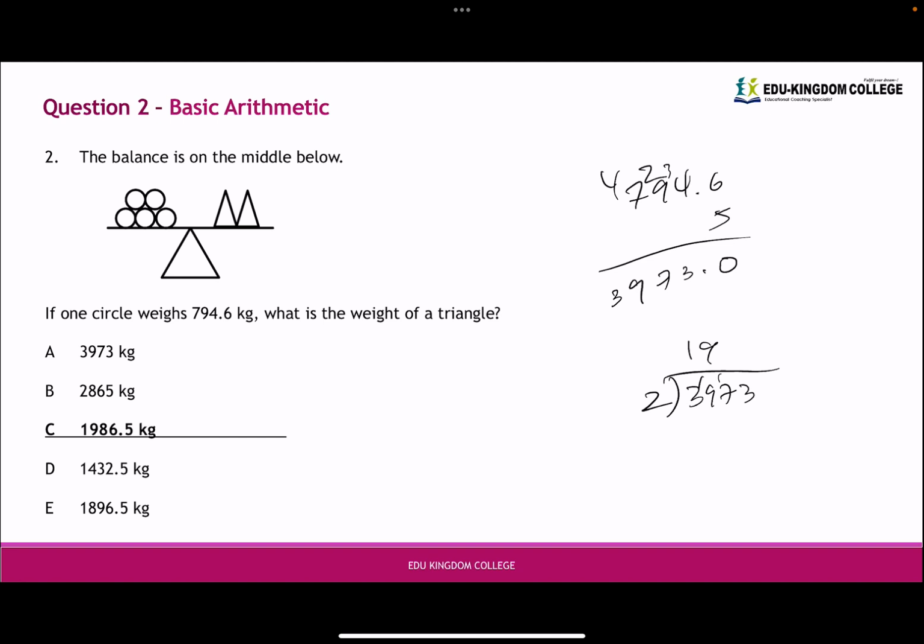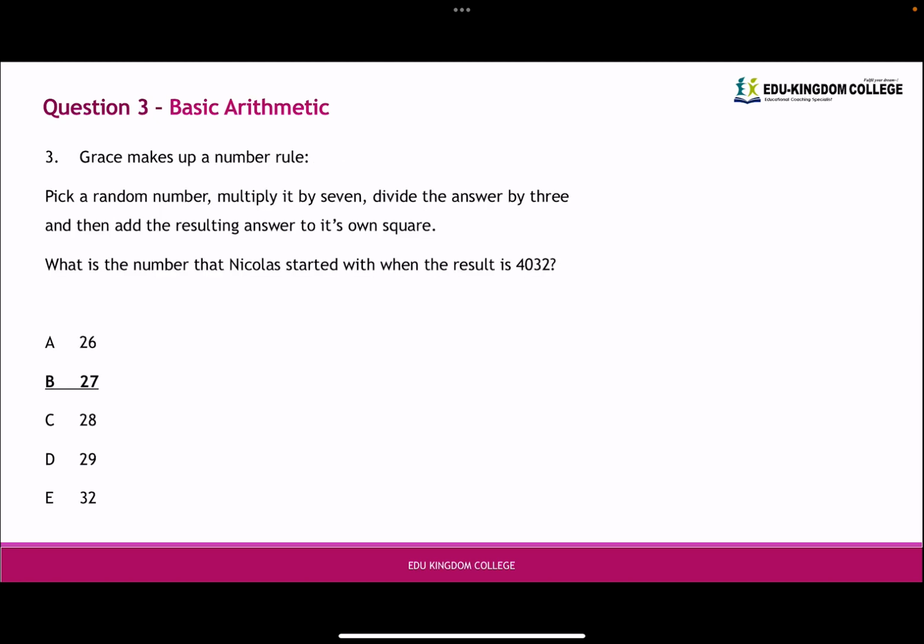So that's going to be 986.5. Okay, so 2 goes into 1, 13, 6.5 times. So the weight of one triangle should be 1986.5.